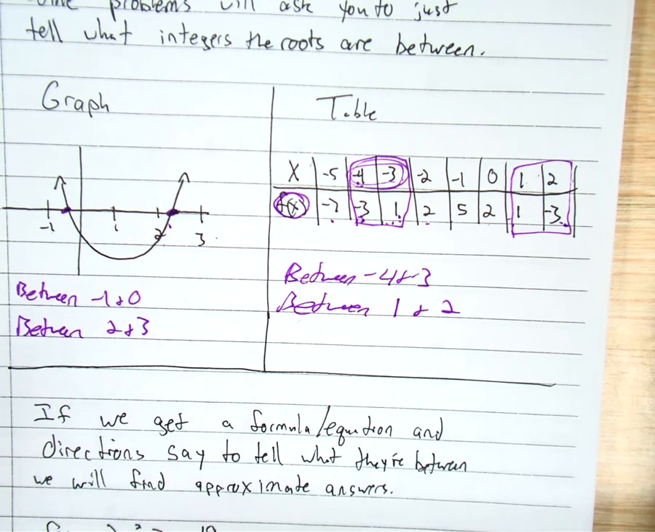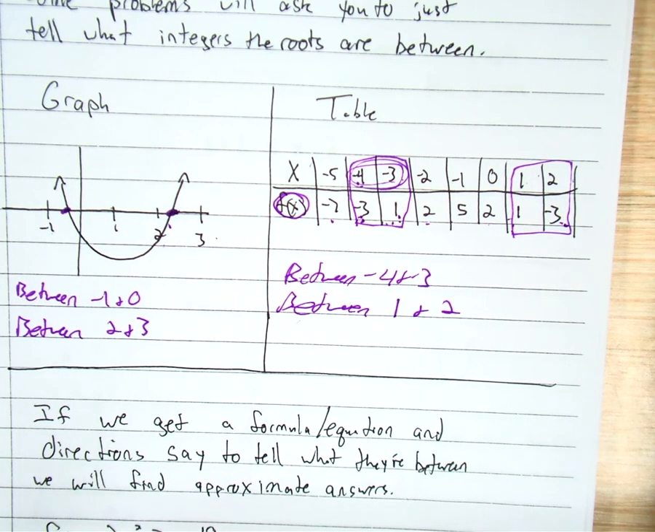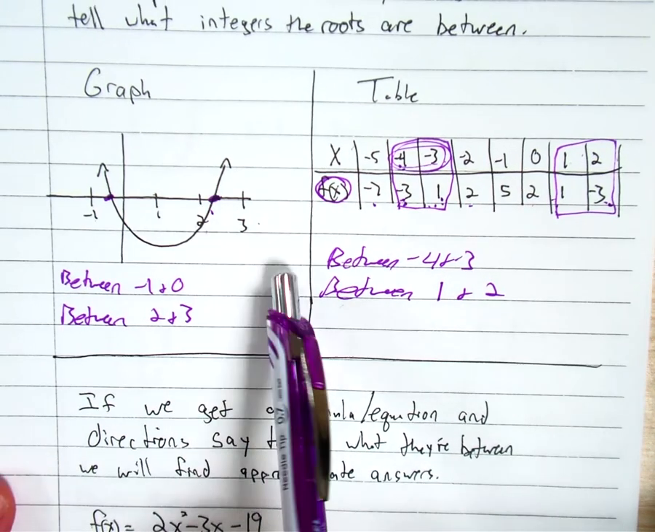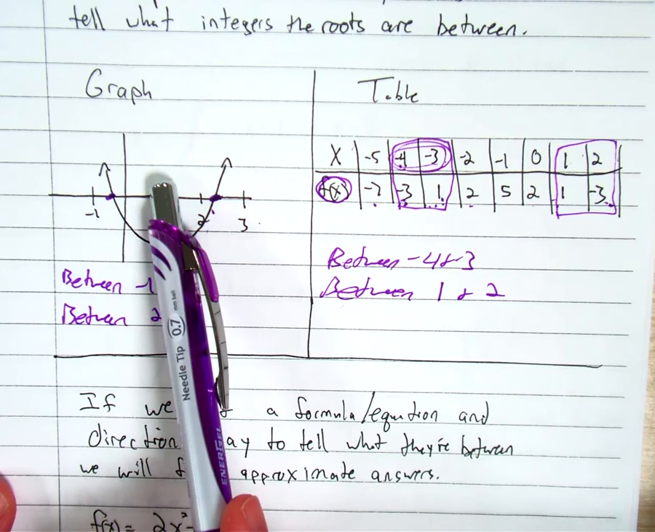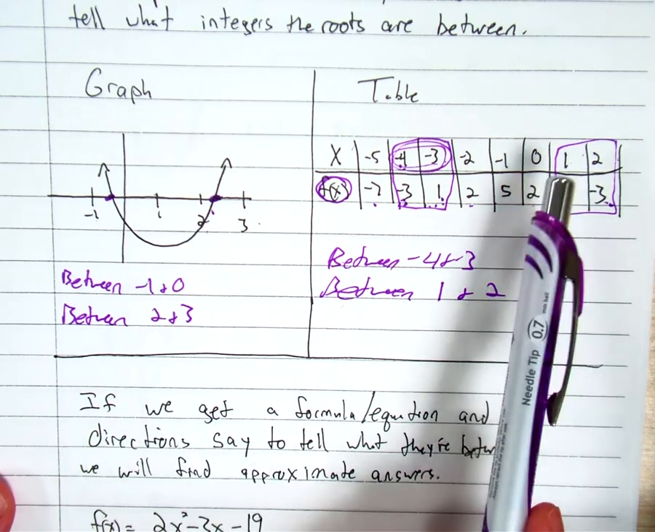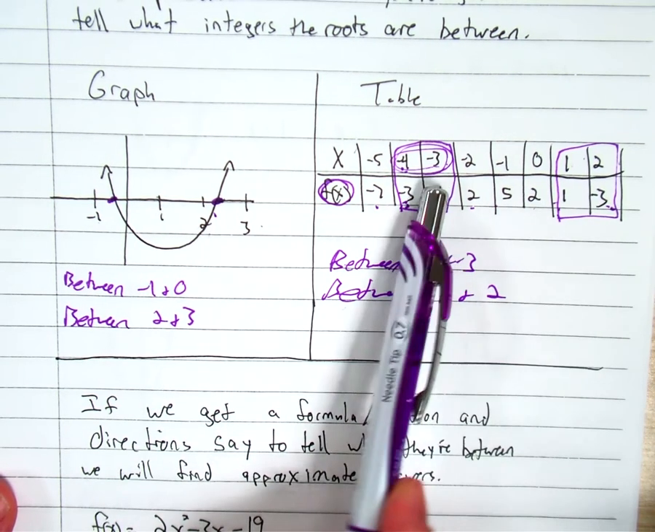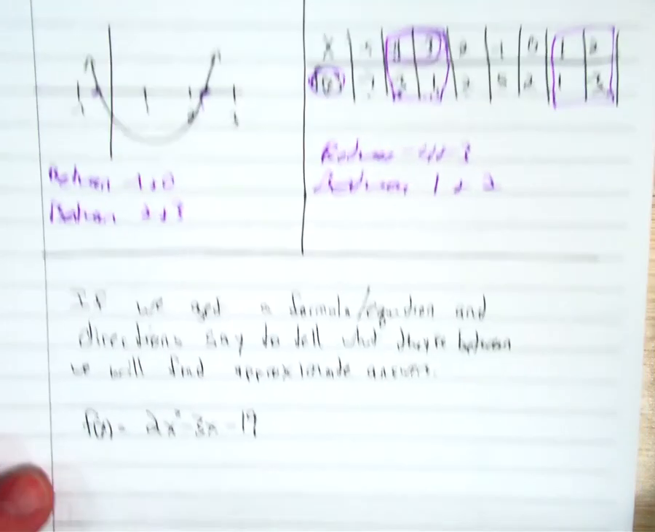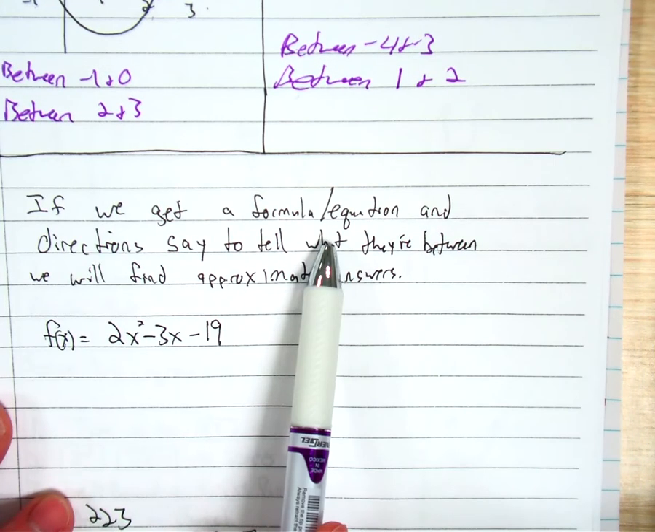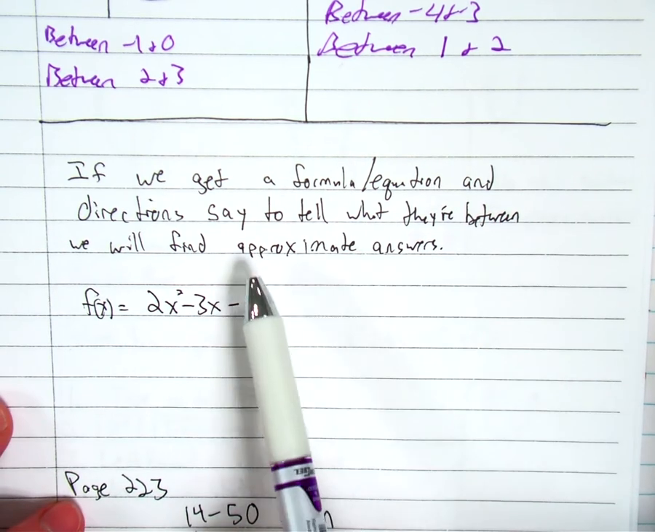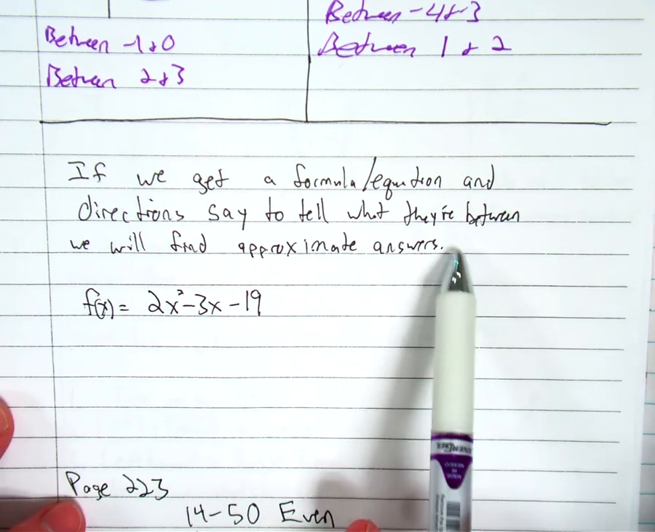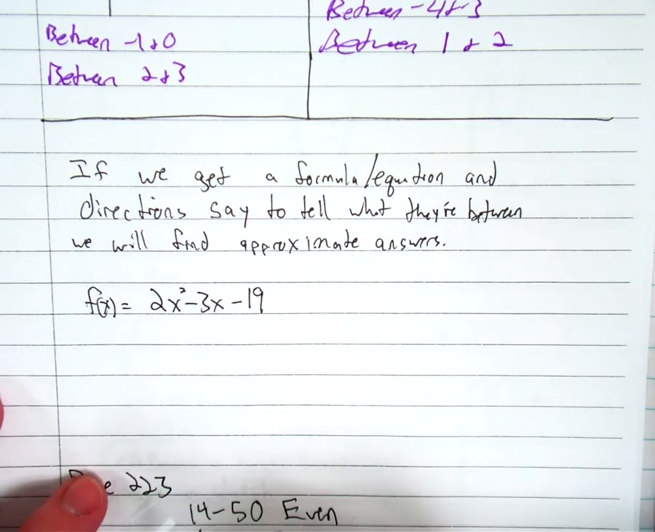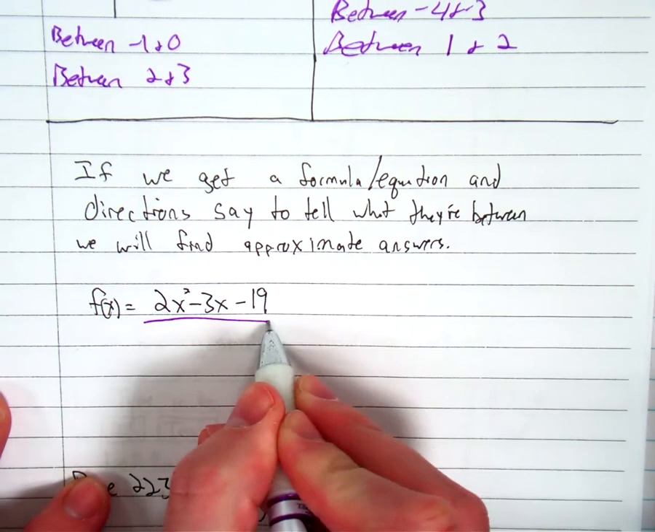Okay, so those are a little confusing, but there's not a whole lot of work involved. We're only going to do that if they just give me a picture with no equation, or just give me the table with no equation. Then we don't really have a choice. We have to do it that way. If we do get a formula or an equation, and the directions say tell what they're between, we're not going to do it. We're going to use our calculators and get as close as we can.